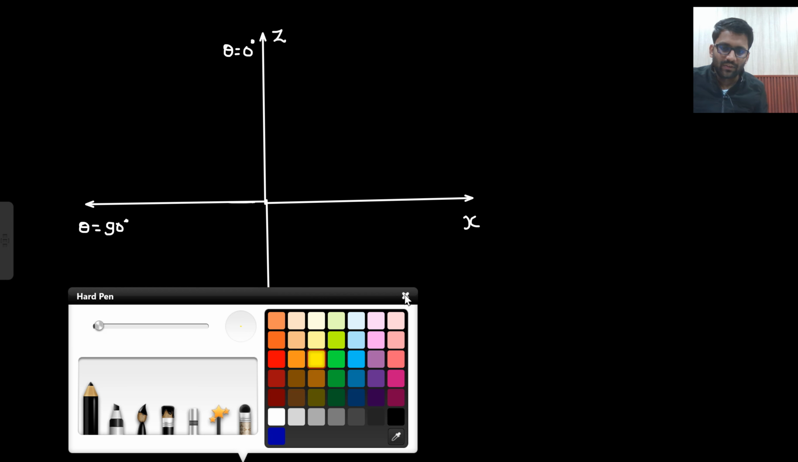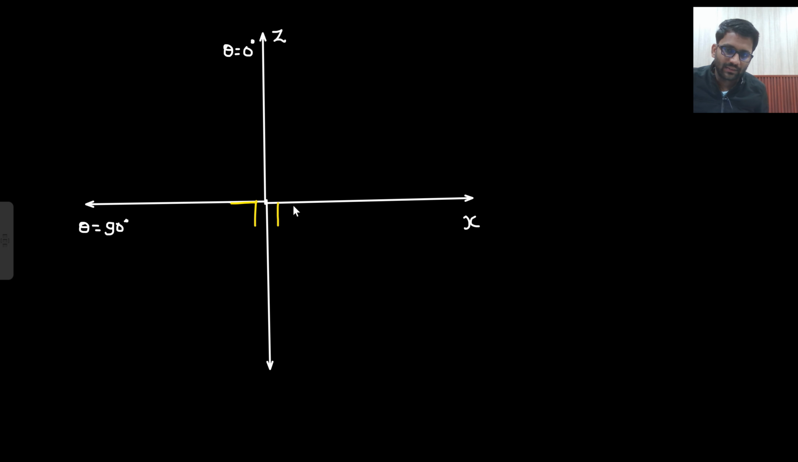What they will do is that here they will mention x-axis and they will place the antenna like this. That antenna is placed like this. And now they will not show you z-axis or anything.